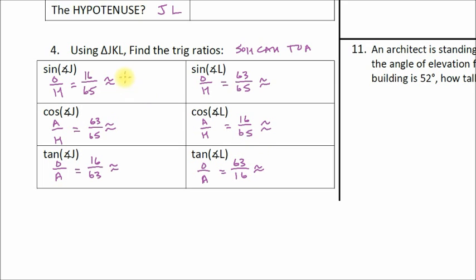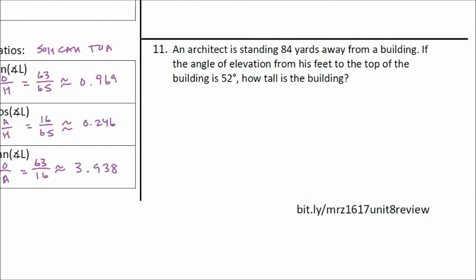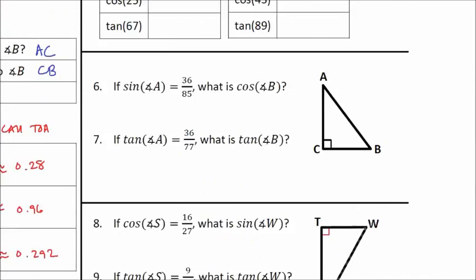Let's put these numbers in. 0.246, so that means this has to be 0.246. Sine of angle L is approximately 0.969. Cosine of angle J will be the same value. And 16 divided by 63 is 0.254. And 63 divided by 16, or the reciprocal, is 3.938. So that covers questions 1 through 4. Let's go to question number 5.